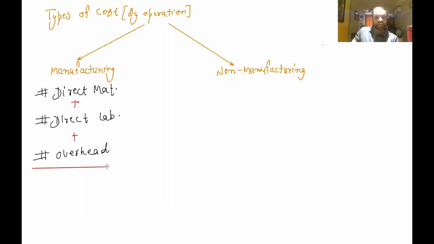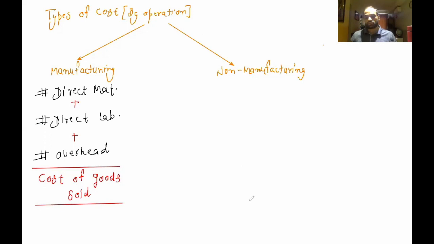But for manufacturing cost, we have another name. That other name is cost of goods sold. Cost of goods sold is another name of manufacturing cost. So remember that, right? It's your cost of goods sold.